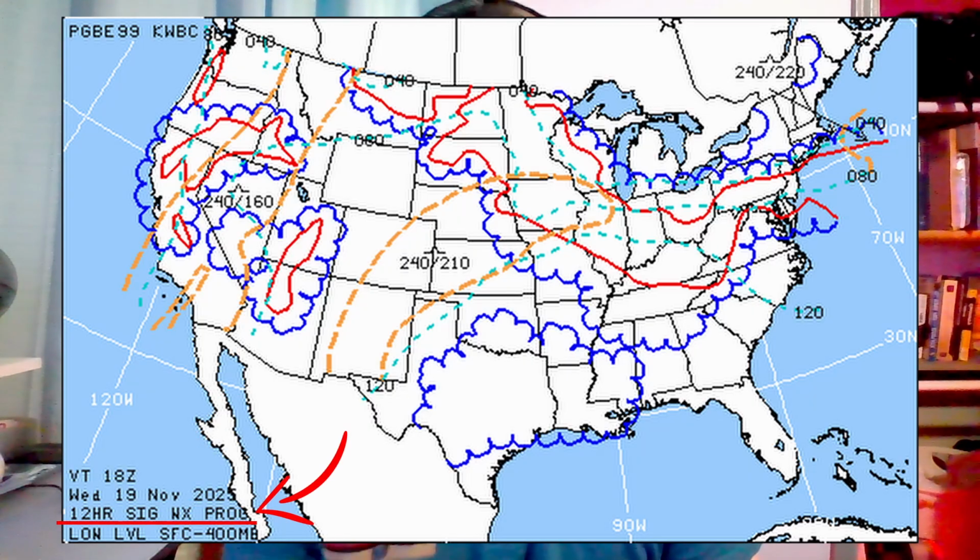There are two types of charts issued 4 times per day and vary in their period of validity, either 12 or 24 hours. The term low level indicates height ranging from the surface up to 400 millibars or 2,400 feet. These charts are used to depict specific flight rules or flying categories for a given area, and there are 3 types.